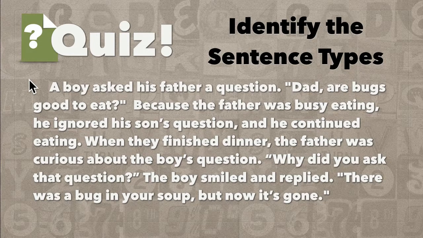When they finished dinner, the father was curious about the boy's question. Why did you ask that question? The boy smiled and replied, There was a bug in your soup, but now it's gone. Okay, take a moment, pause your video, and read the sentences again, and try to determine the types of sentences you see.